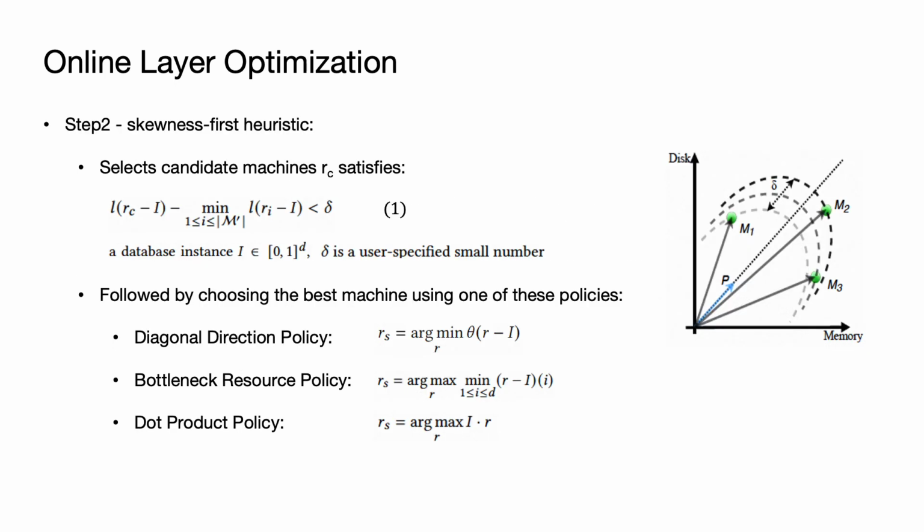Next, we utilize the skewness-first heuristic to minimize resource straining. We do this by first selecting candidate machines that meet the criteria of Formula 1. After that, we pick the best machine by employing one of three strategies. The diagonal direction policy, where we select the machine with the smallest theta. The bottleneck resource policy, where we prioritize machines with the largest bottleneck residual resources. The dot product policy, where we opt for the machine with the highest value of the dot product between the request vector and the residual resource vector.